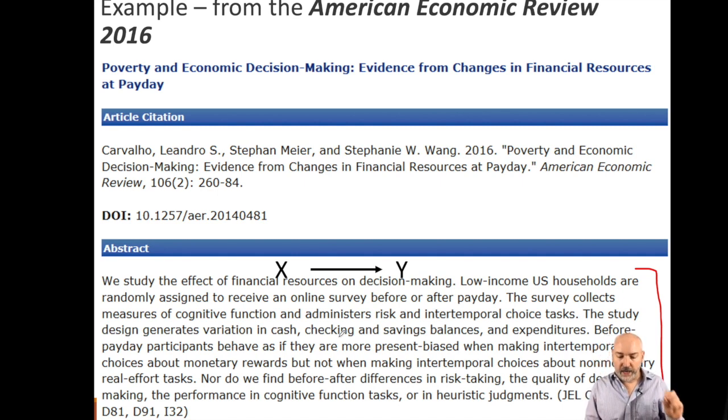Moving on: "Low-income U.S. households are randomly assigned to receive an online survey before or after payday." That random assignment tells us about the nature of their data. Again, very likely from a randomized control trial, so an experimental source for their data. The authors are in control of who's in which group and what they're experiencing. And then the survey collects measures of cognitive function and administers risk and intertemporal choice tasks. So again, it's survey data from the context of a random experiment.